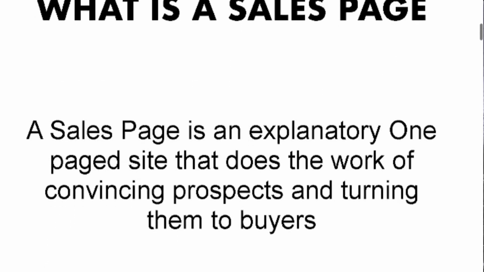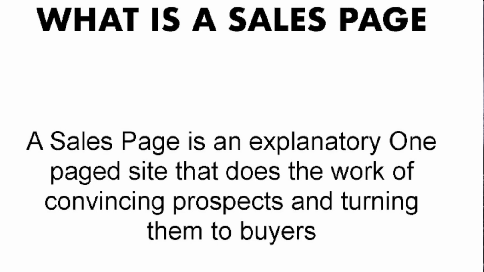So what is a sales page? A sales page is an explanatory one page or more. It's supposed to be more. Sometimes it's not one page. It can be 2 pages, can be 3 pages that are interconnected. An explanatory one-page site that does the work of convincing prospects and turning them into buyers.